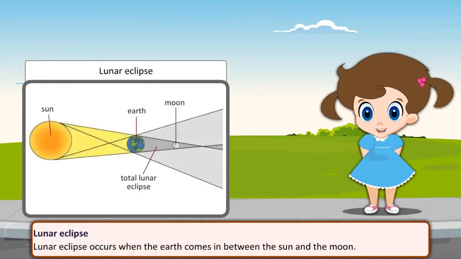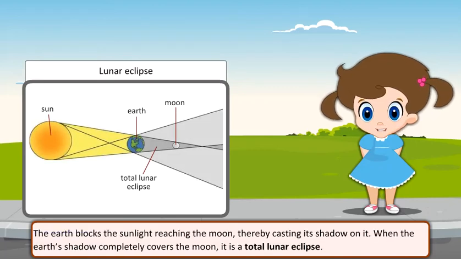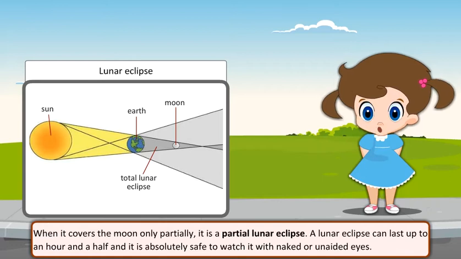Lunar eclipse. Lunar eclipse occurs when the Earth comes in between the sun and the moon. The Earth blocks the sunlight reaching the moon, thereby casting its shadow on it. When the Earth's shadow completely covers the moon, it is a total lunar eclipse. When it covers the moon only partially, it is a partial lunar eclipse. A lunar eclipse can last up to an hour and a half, and it is absolutely safe to watch it with naked or unaided eyes.